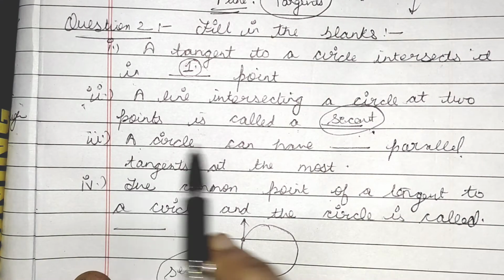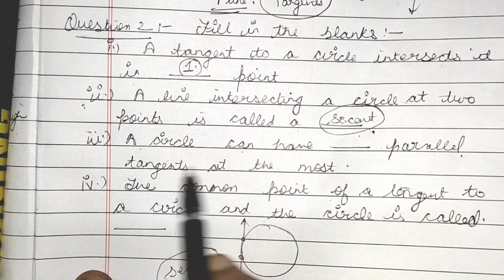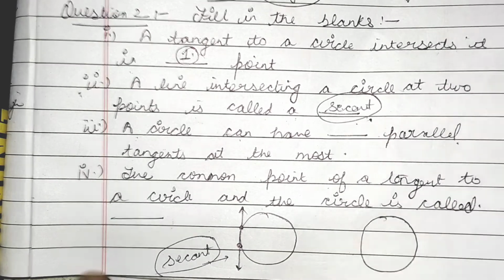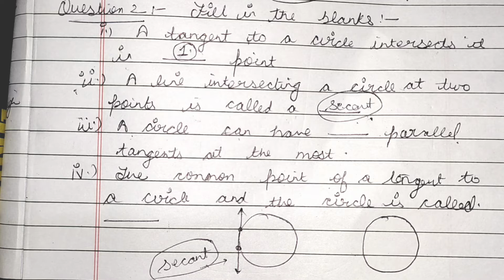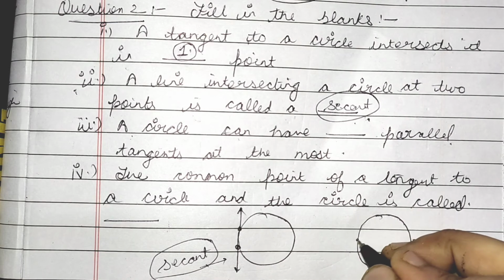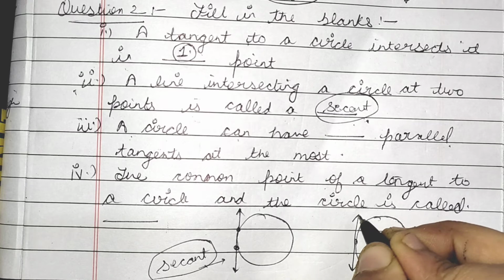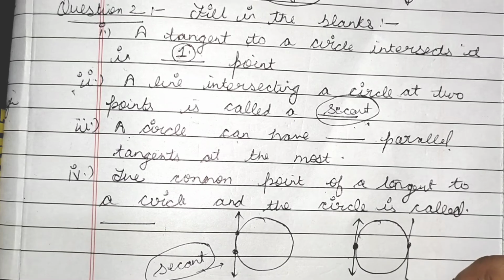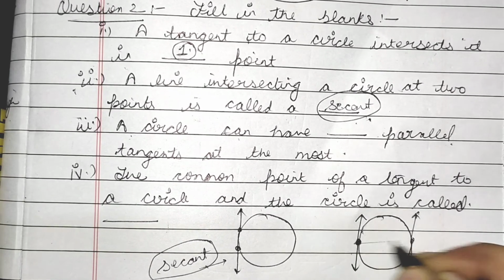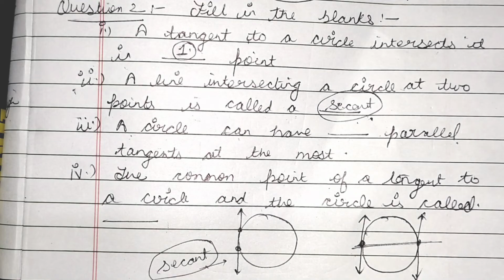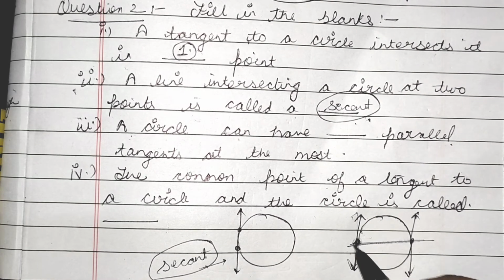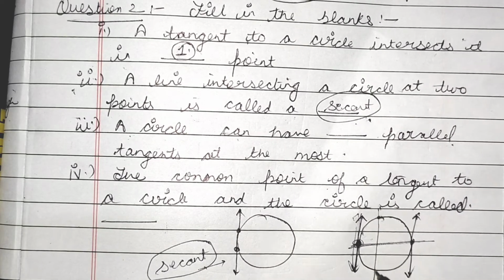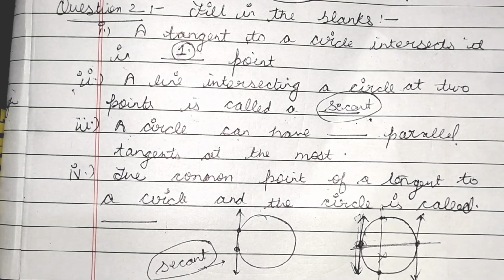Okay, next. A circle can have dash parallel tangents at the most. Dash parallel tangents at the most means a maximum of how many tangents can be parallel. Suppose this is a point and this is my tangent. Its parallel tangent will be here, which is touching the circle at the diametrically opposite end. Can any other line be parallel to this? If I draw this line, then it will intersect the circle at 2 points, so this will not be my tangent.